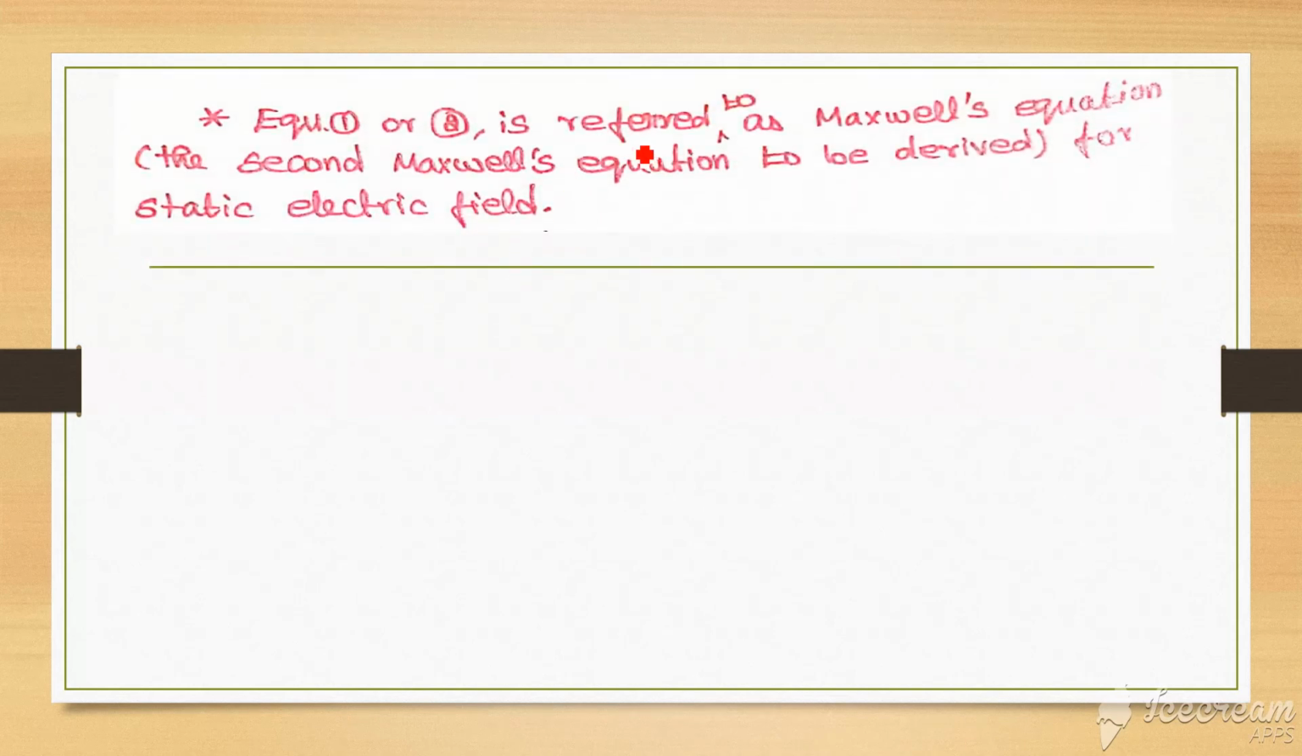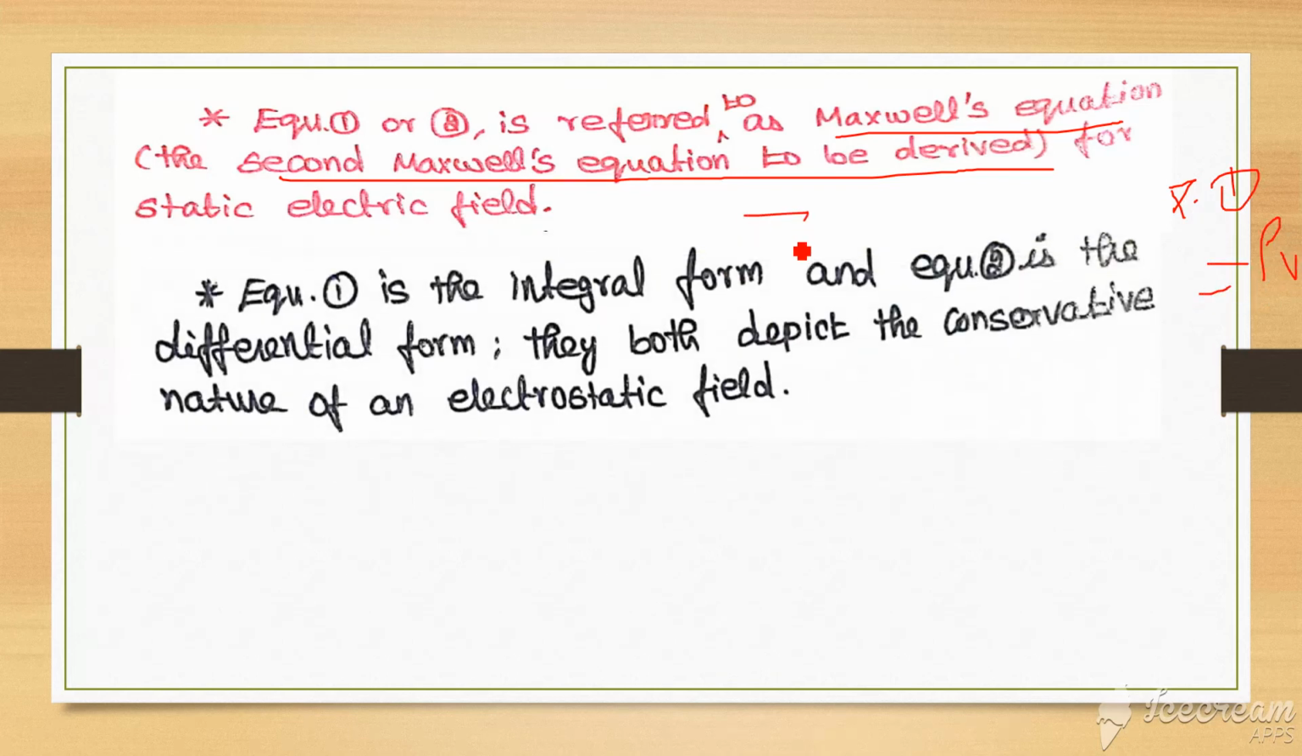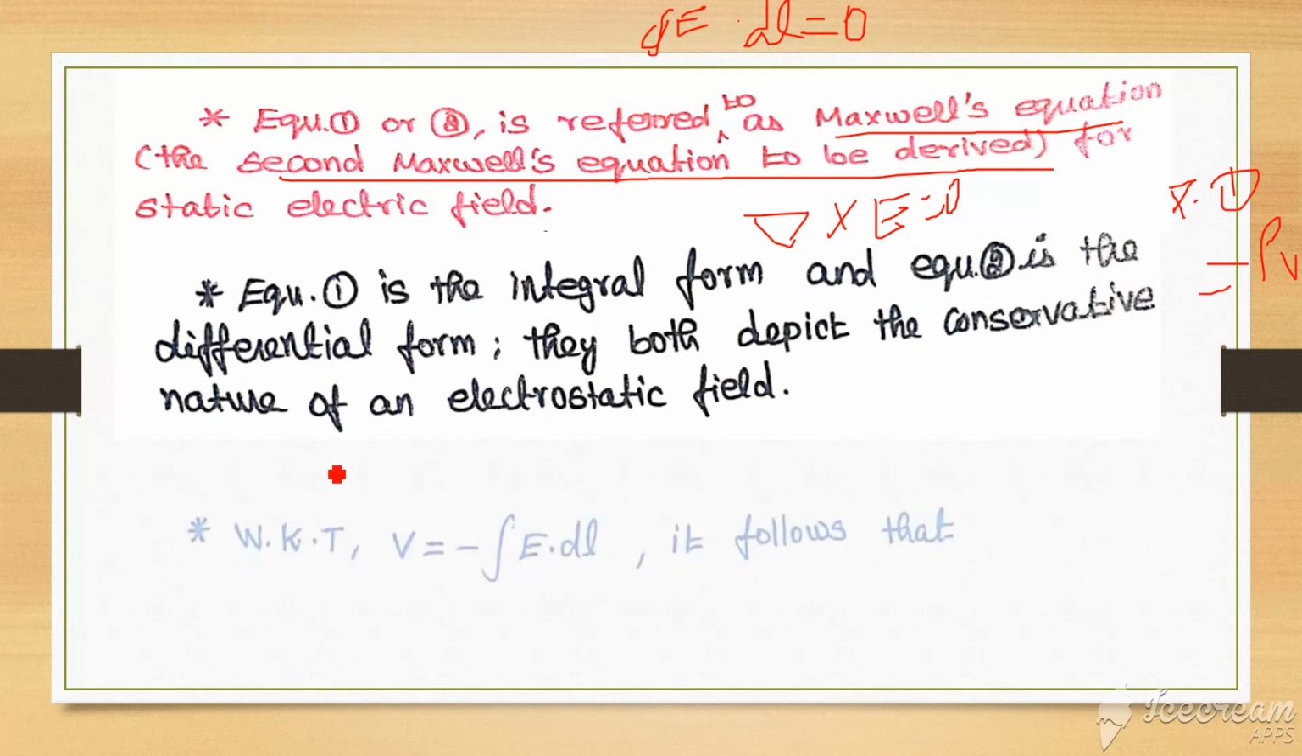Equations 1 and 2 are referred to as the second Maxwell equation to be derived. Already we derived del dot D is equal to rho V, which is Maxwell equation 1. Here we derived del cross E is equal to 0, which is Maxwell equation 2, in differential form or point form. Otherwise, the closed path integral of E dot dl is 0 is the Maxwell equation in integral form. Both are the same. Equation 1 is the integral form and equation 2 is the differential form. Both depict the conservative nature of the electrostatic field.